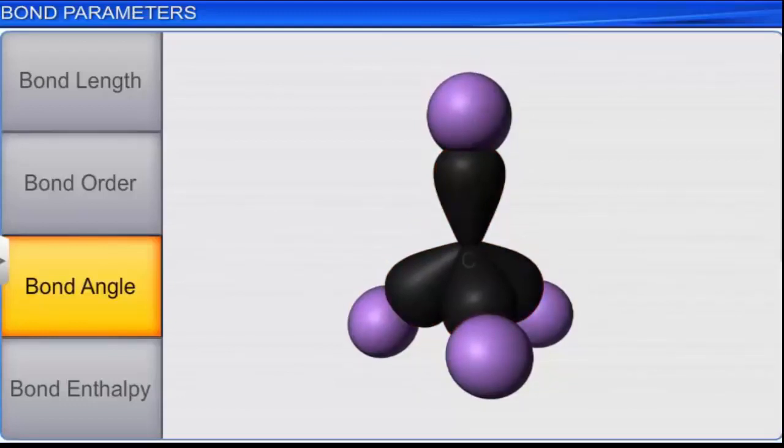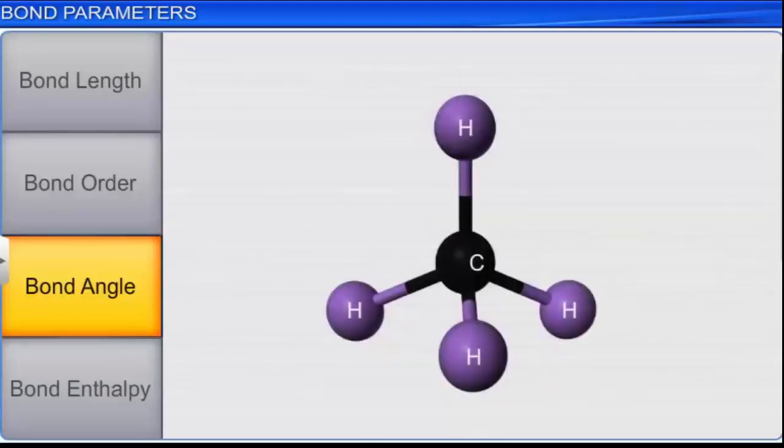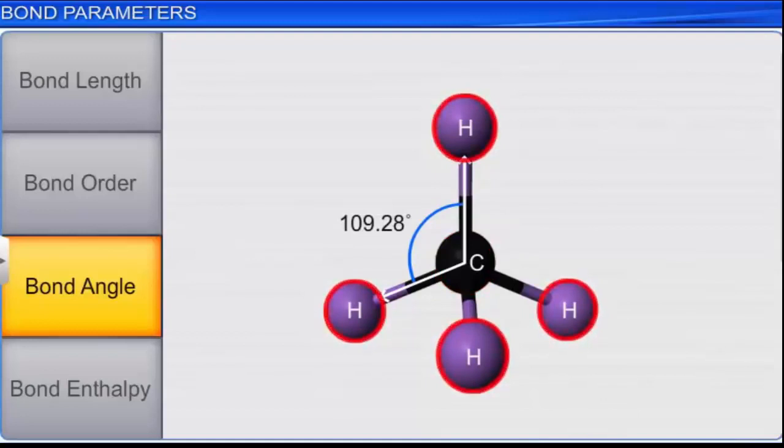In a methane molecule, there are 1 carbon and 4 hydrogen atoms. The bond angle of methane is 109 degrees and 28 minutes. It means that the angle between any two bonds that are formed between a carbon atom and the hydrogen atoms is 109 degrees and 28 minutes.